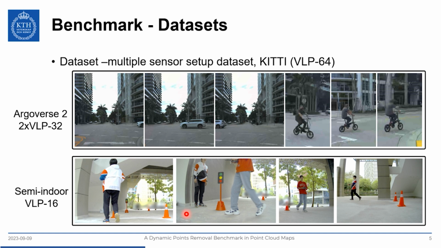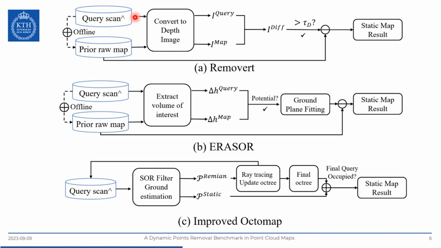Here are some method pipelines in our benchmark. Removert and ERASOR are offline methods that require a prior raw map to compare the difference between the query and raw. Removert converts the point cloud to a depth range image and uses the image difference, whereas ERASOR voxelizes to volumes and uses the height difference between them.